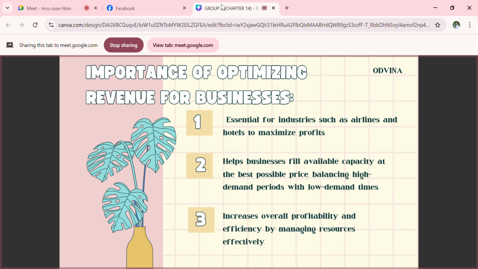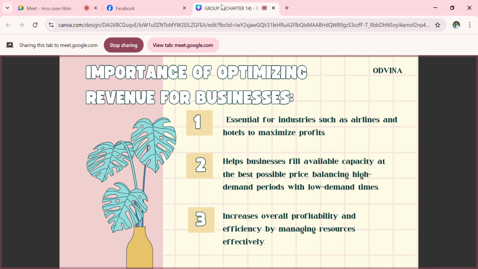For businesses with fixed capacity like airlines and hotels, maximizing profit means using every available spot. If they don't fill this, they lose money. So it's essential for these industries to have strategies that help them fill as much capacity as possible at profitable prices. Second is to help businesses fill available capacity at the best possible price, balancing high demand periods with low demand times.